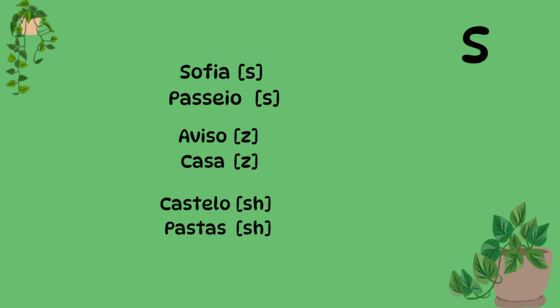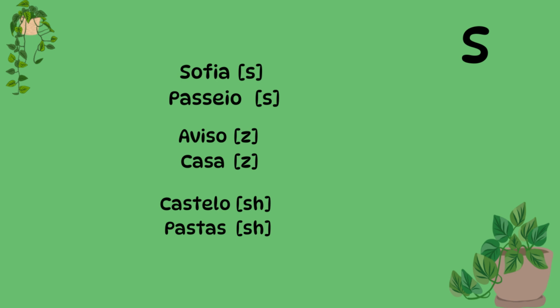Now, our next letter is the letter S. S also has many sounds. S can be pronounced normally, like S, but S can also be pronounced as Z. S in some cases can also be pronounced as sh. Now let's see what these cases are.